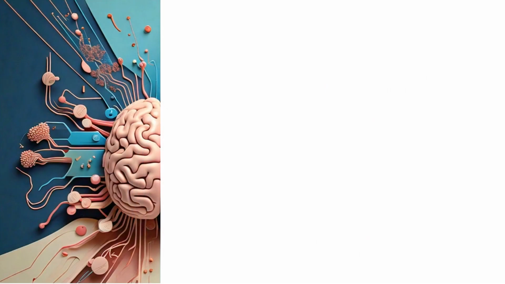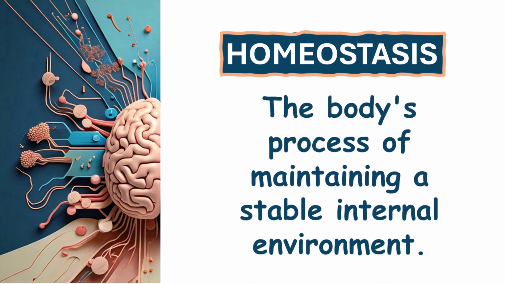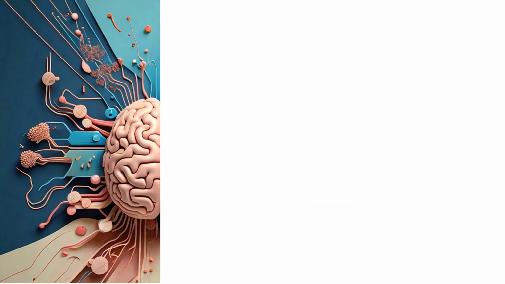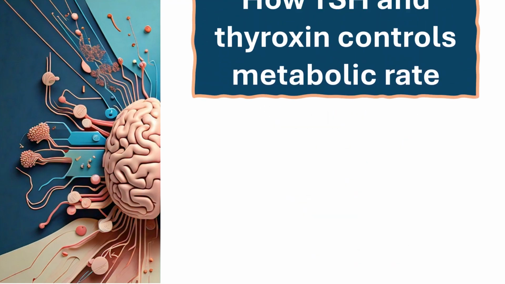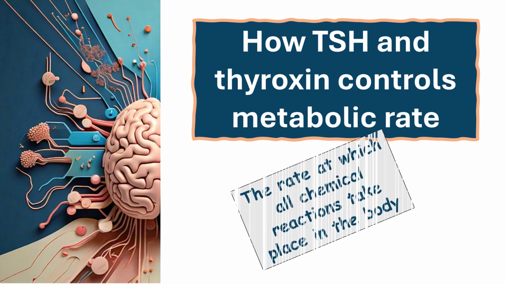Now, if you forgot, homeostasis is actually the body's process of maintaining a stable internal environment. Remember, we said that the body doesn't like change. So in this video, we're going to specifically look at how TSH and thyroxine, these two hormones, control your metabolic rate. In other words, wanting to try and keep the metabolic rate stable. And in case you forgot, metabolic rate is just the rate at which every chemical reaction in the body takes place.